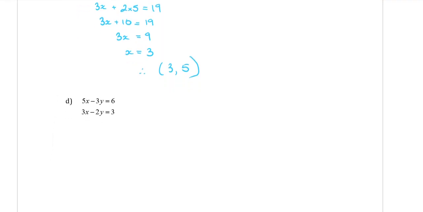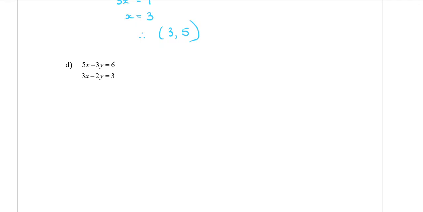Question D. The x's are different and the y's are different, and unfortunately, the only way to get them the same is to multiply both equations. So I could multiply the top equation by 3 and the second equation by 5, and that would make the x's both 15x. You could also have done the y's if you'd wanted to. You could have multiplied the top one by 2 and the bottom by 3, and that would have then eliminated the y's. But let's keep going with what I've set up here.